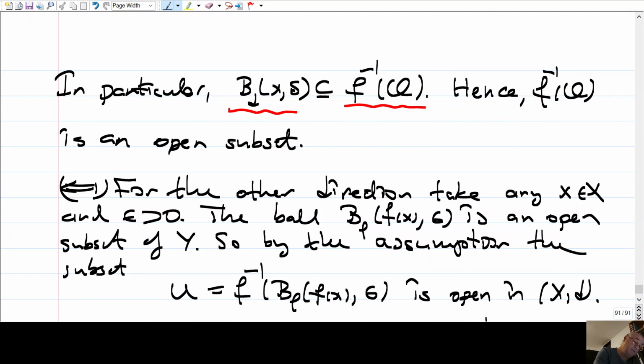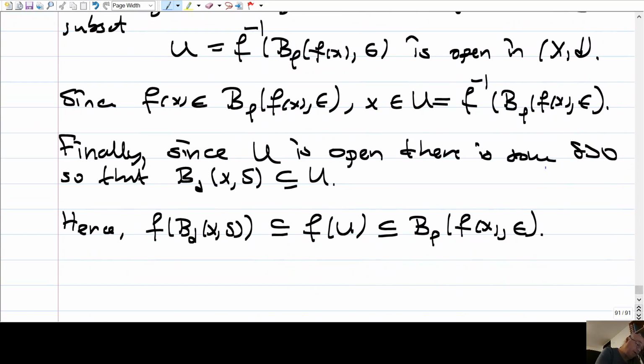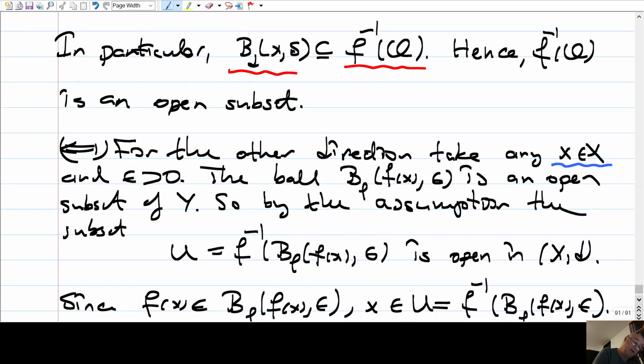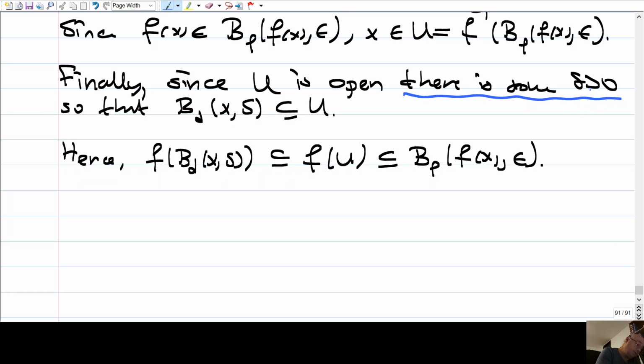I took any point. All right, let me do it this way. I started with any point. I found some delta so that... okay, I took any point. I want to show that f is continuous, right? And given any epsilon, I said take any delta. We found some delta so that the delta ball is contained in the epsilon ball.